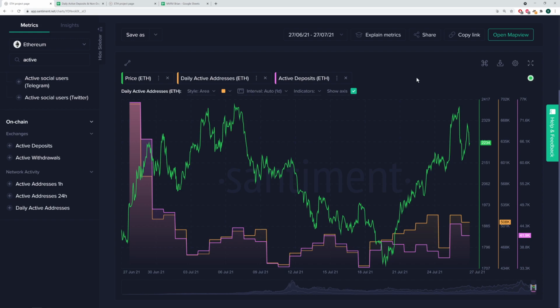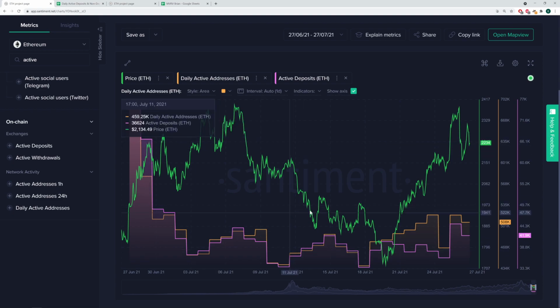However, there's a lot of interesting things we can gather based on how they're fluctuating above each other. We can see here on the 24th, for example, the active addresses were well above active deposits on a relative basis, comparing their highs and lows to each other. On the contrary, we see that, back on June 29th, there was a big increase in active deposits relative to active addresses.